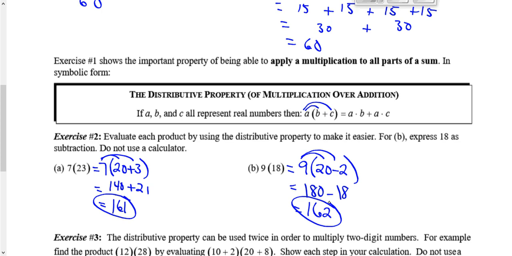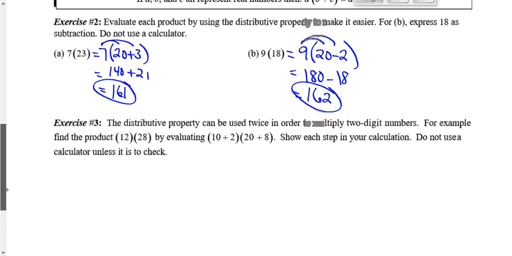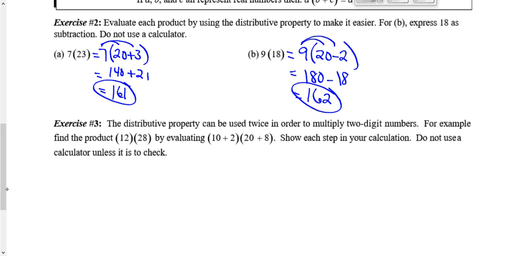But, you know, change the brain a little bit. Okay, let's try this one down here. This is a little different. 12 times 28. And they want us to break it up like this. Here's my 12, right here. Here's my 28. I'm still going to distribute, right? But, okay, how many times will I distribute? Just twice, right?